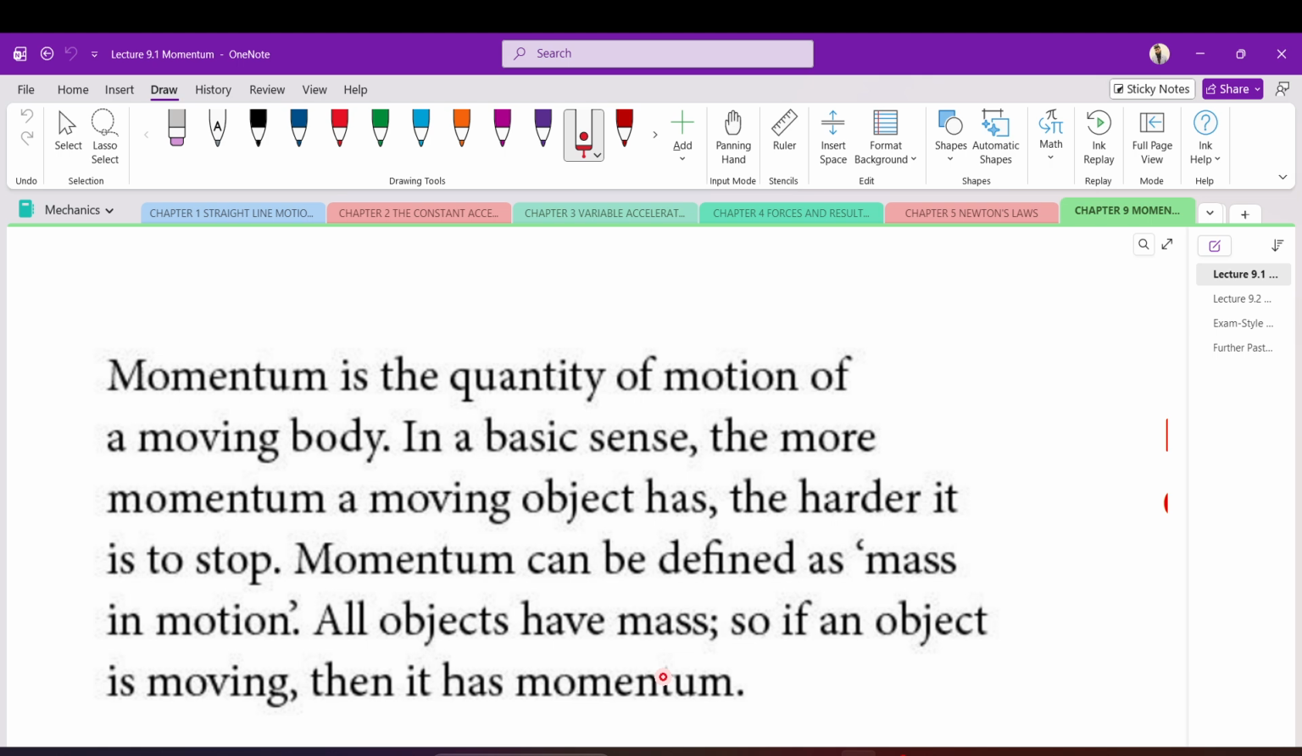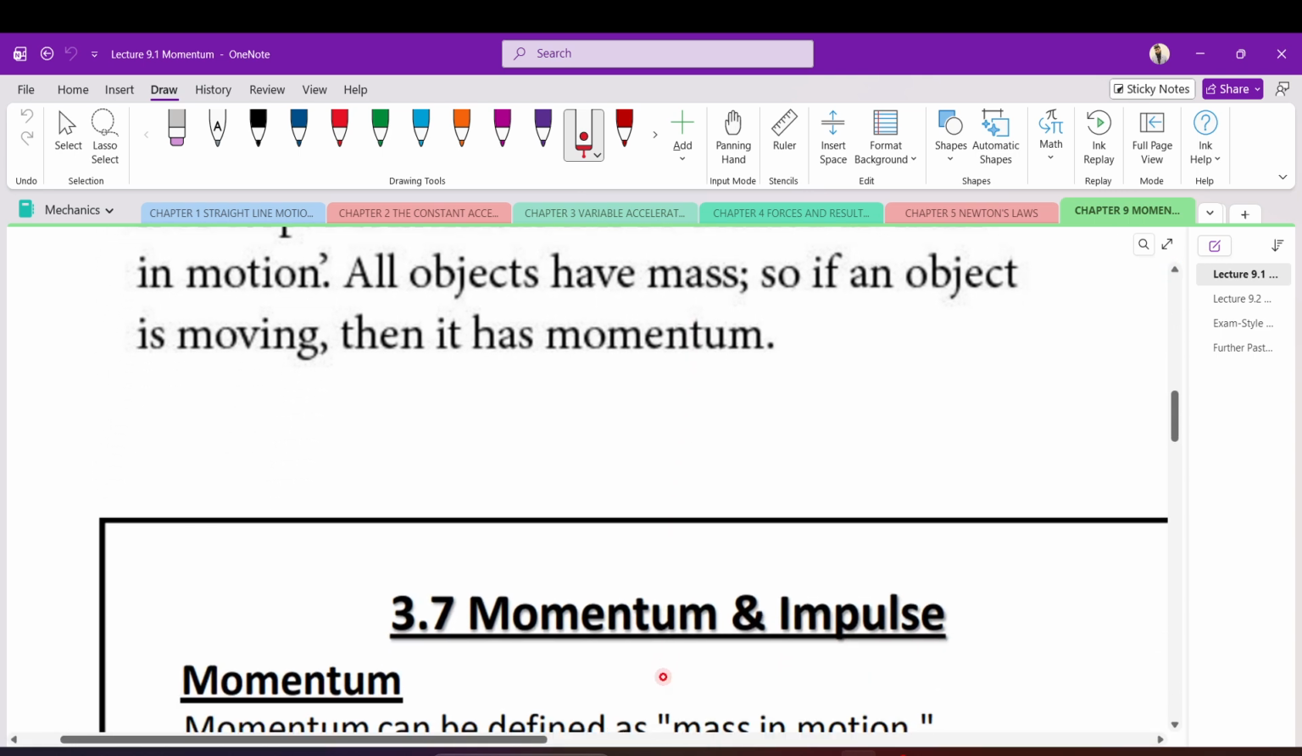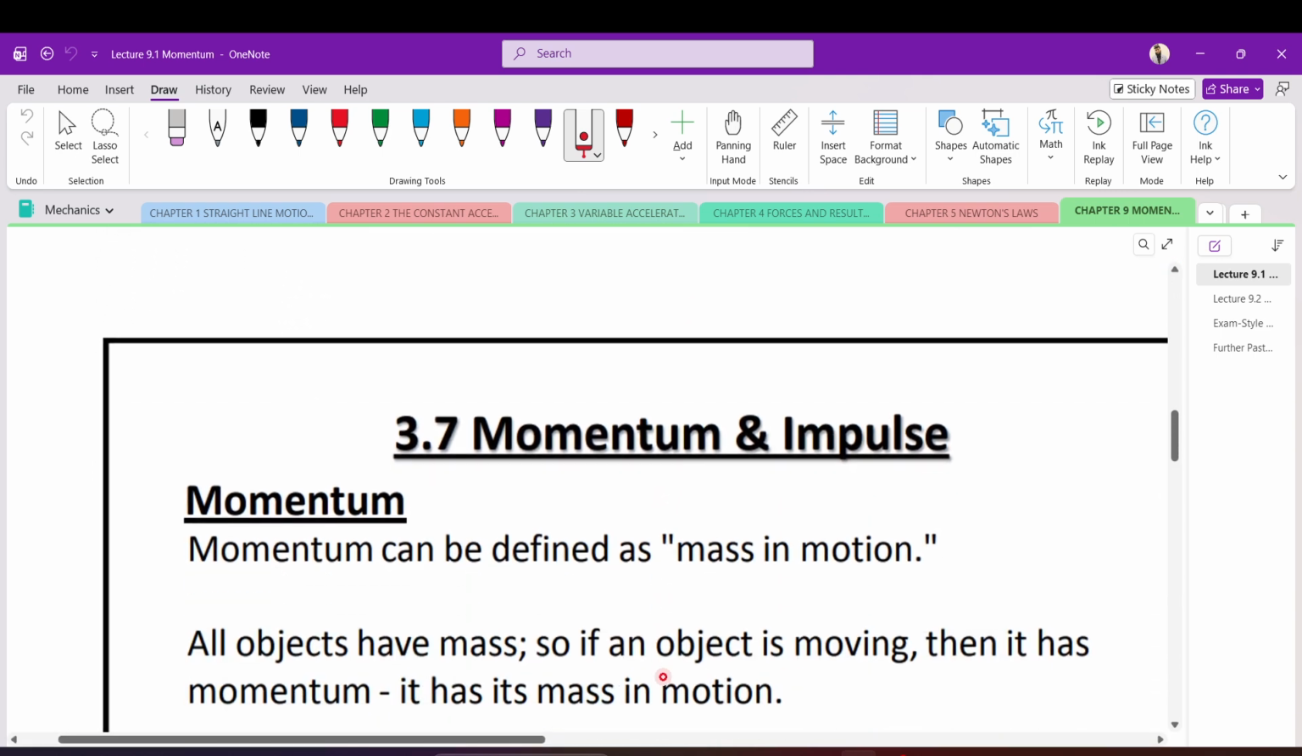Similarly, if an object has no mass, which is quite a rare case, or say a negligible mass, then no matter how fast that particle is moving, it does not have high momentum just because of its speed. So therefore, we can say that momentum is calculated by considering the mass of the object and the velocity or the speed of the object.